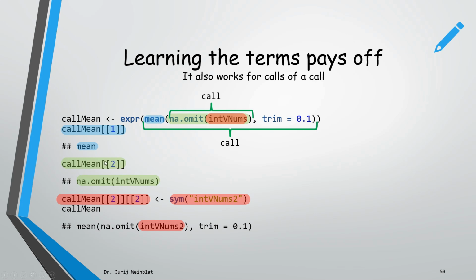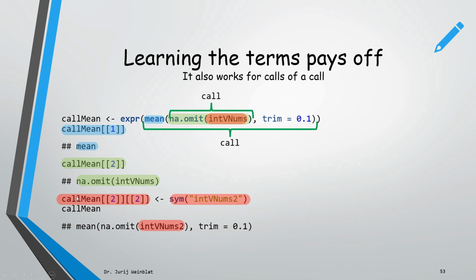So the outcome of position number 2 is not a symbol, it's not a constant, but it's rather another call. And you modify this call exactly the same way as you did it on the previous slide, by just reaching out to the element which you would like to modify, which is int v nums in this case, and specify its new value.